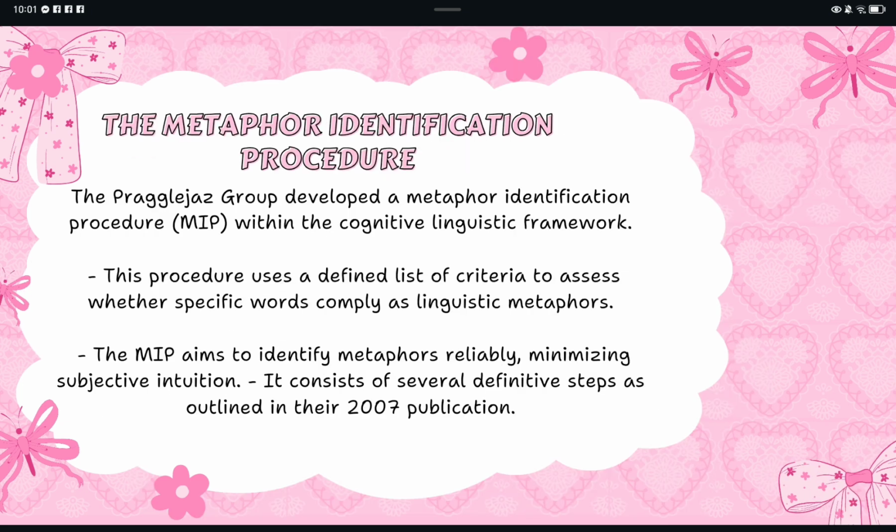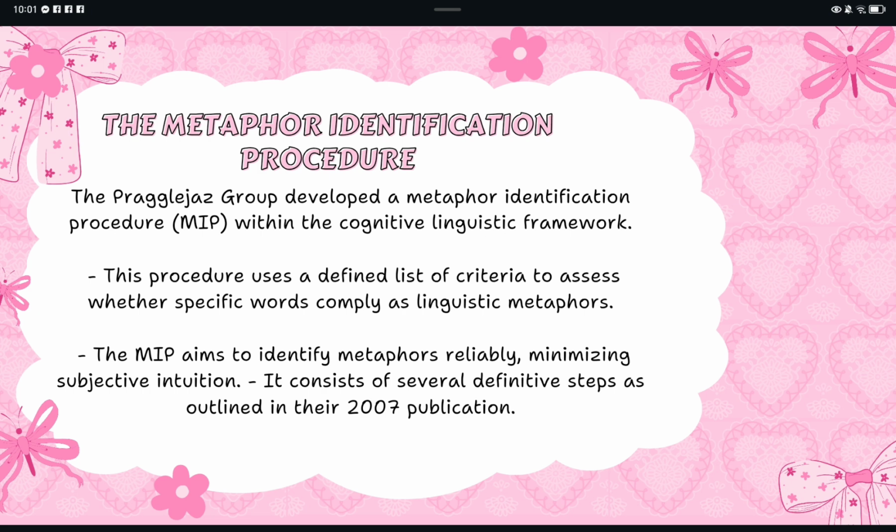So next is the Pragglejaz Group developed a metaphor identification procedure, MIP, within the cognitive linguistic framework. The Pragglejaz Group developed a method to identify metaphors in language. This method is called the metaphor identification procedure. This procedure uses a defined list of criteria to assess whether specific words can be classified as linguistic metaphors. So the MIP uses a set of rules to decide if a word is being used metaphorically.